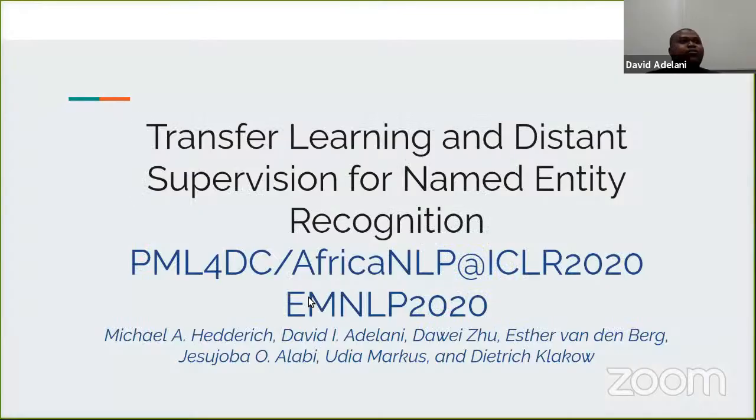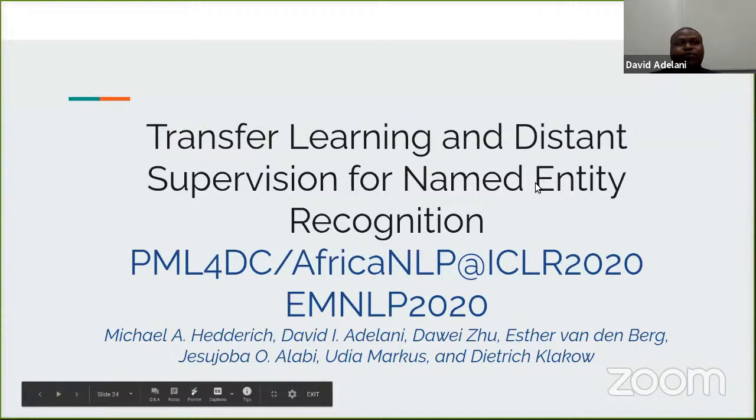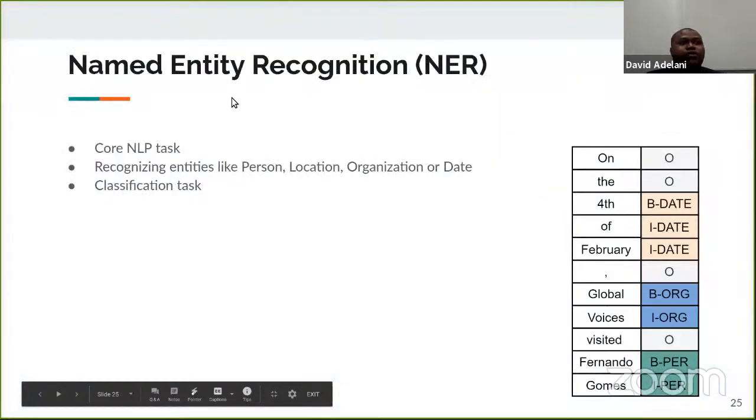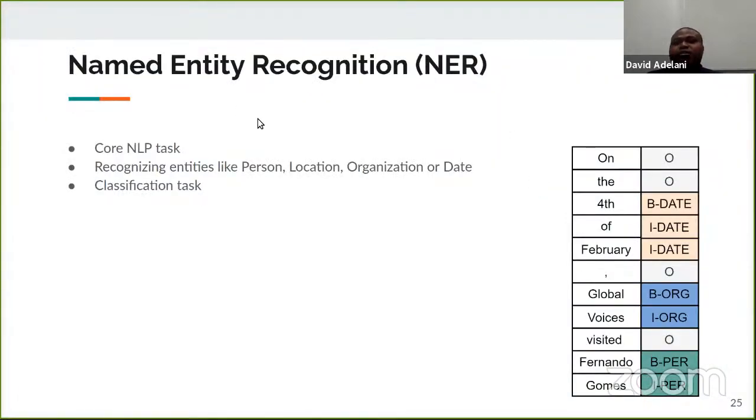So yeah, I will now move to the third part of my talk, which we started with this African NLP workshop earlier this year and with a lot of collaborators here. So this is based on transfer learning and distant supervision for named entity recognition.